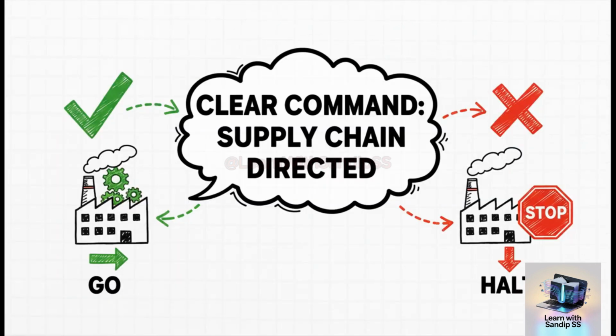But let's put it even more simply. I love this slide because it just nails it. Forget all the jargon for a second. The usage decision is just the system's giant green check mark that says go, or its big red X that says stop. It's the command that tells the entire supply chain what to do next.